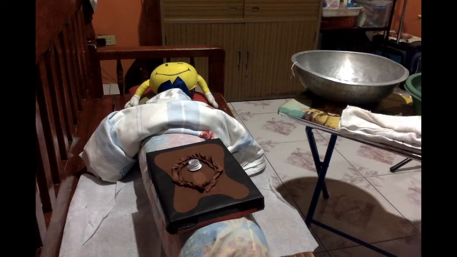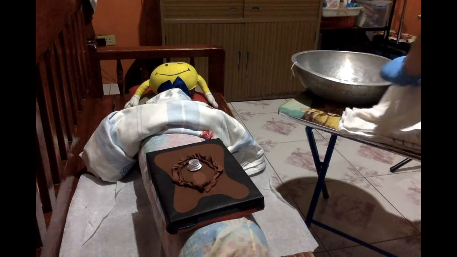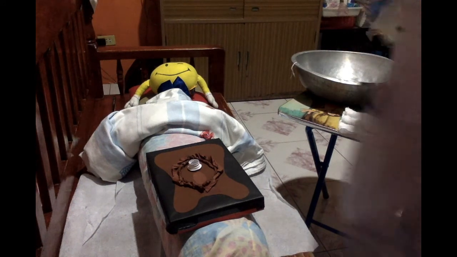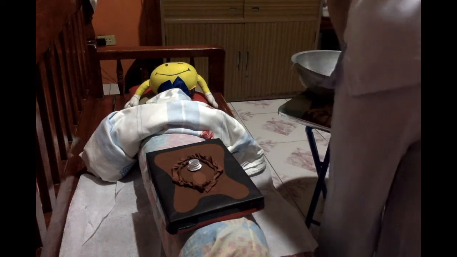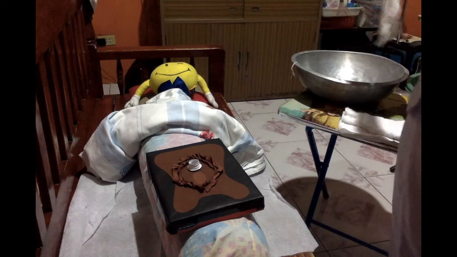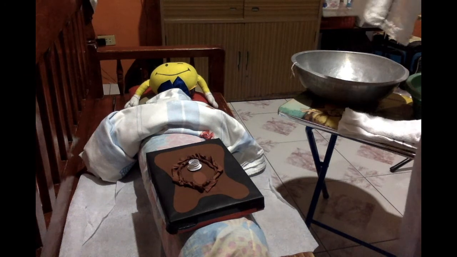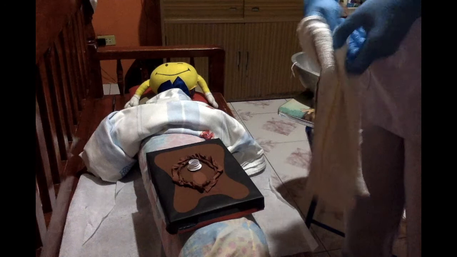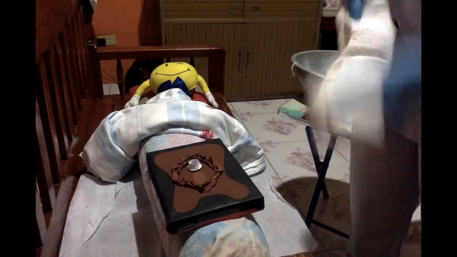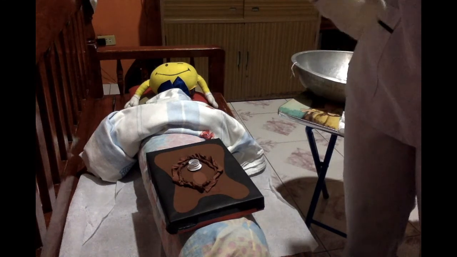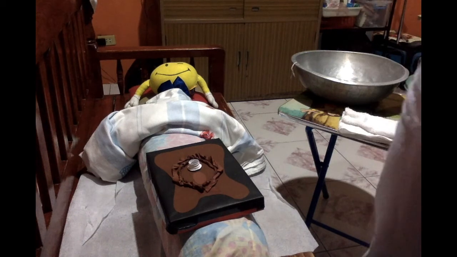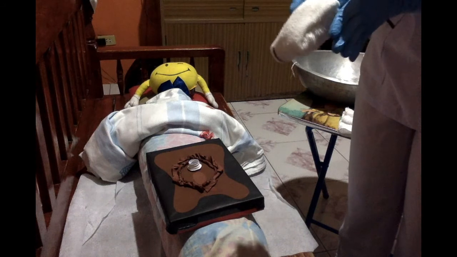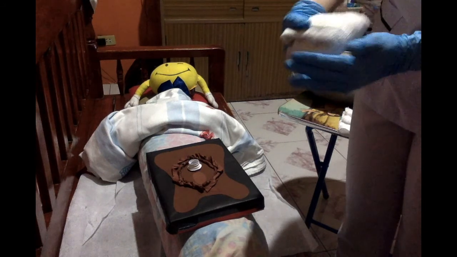First, I will dip the towel or the first towel here in the basin with warm soapy water. Then after that, I would like to wrap the towel around my hands like this. As you can see, there are 3 sides. The first side, the second side, and the third side.